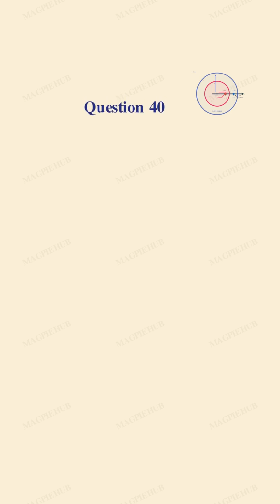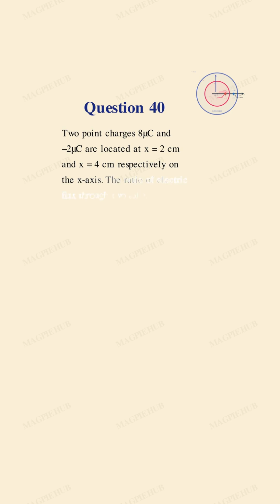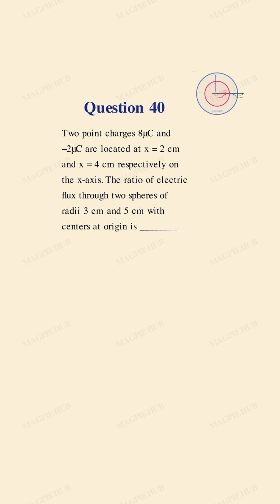The question states, 2 point charges 8 microcoulomb and minus 2 microcoulomb are located at x equals 2 centimeters and x equals 4 centimeters respectively on the x-axis. The ratio of electric flux through 2 spheres of radii 3 centimeters and 5 centimeters with centers at origin is blank. The options are A, 4:1, B, 3:4, C, 4:3, D, 4:5.